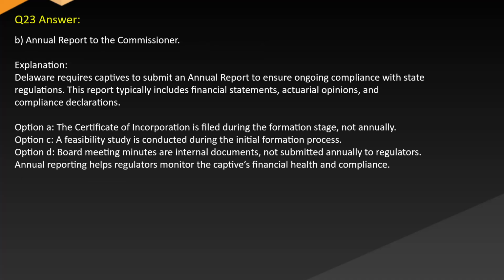Answer: B, annual report to the commissioner. Explanation: Delaware requires captives to submit an annual report to ensure ongoing compliance with state regulations. This report typically includes financial statements, actuarial opinions, and compliance declarations. Option A: the certificate of incorporation is filed during the formation stage, not annually. Option C: a feasibility study is conducted during the initial formation process. Option D: board meeting minutes are internal documents, not submitted annually to regulators. Annual reporting helps regulators monitor the captive's financial health and compliance.